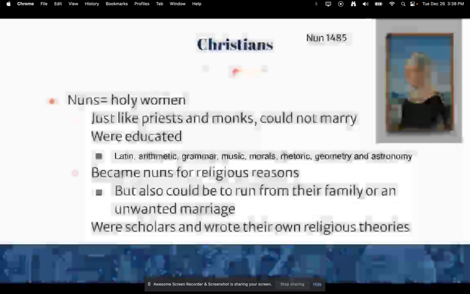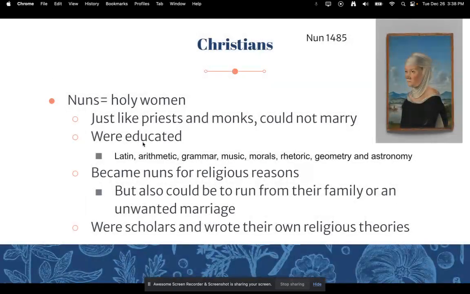Nuns did have a significant role too. Again, nuns are like holy women. Just like priests and monks, they could not marry. They were educated primarily in the language of Latin, also arithmetic, grammar, music, morals, rhetoric, geometry, and astronomy.